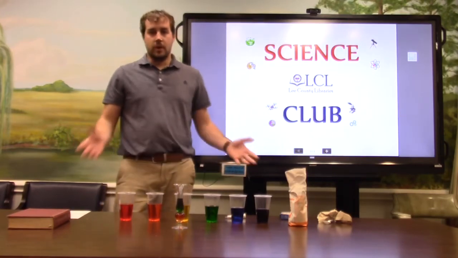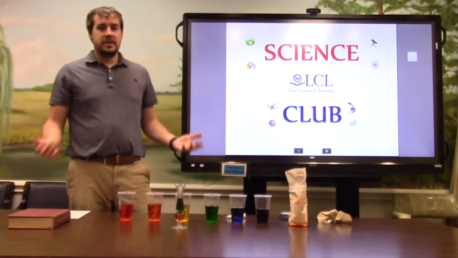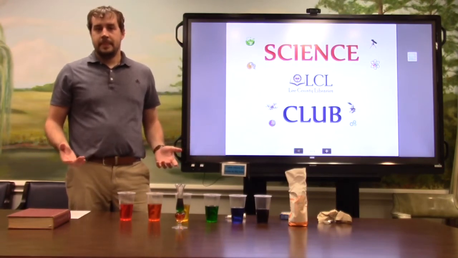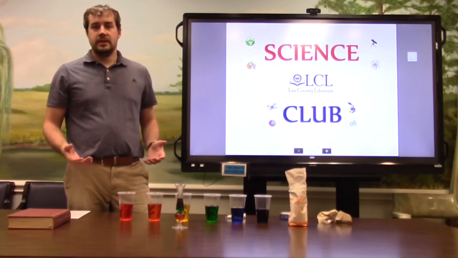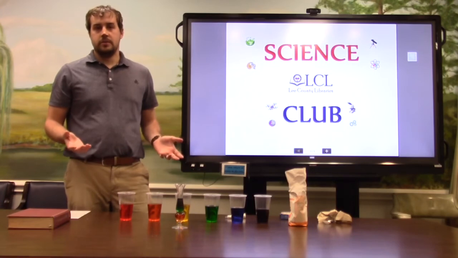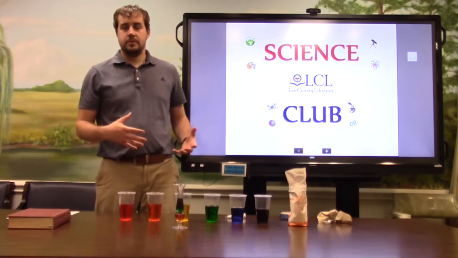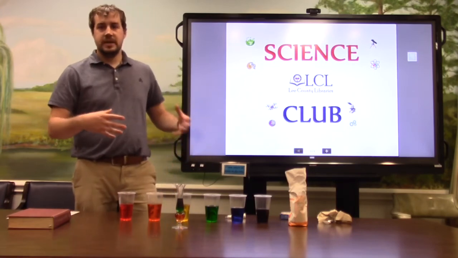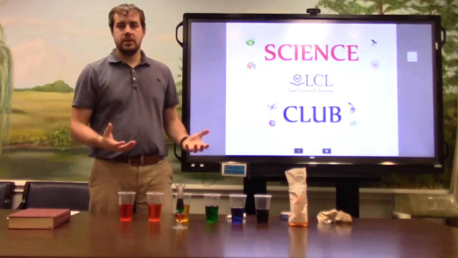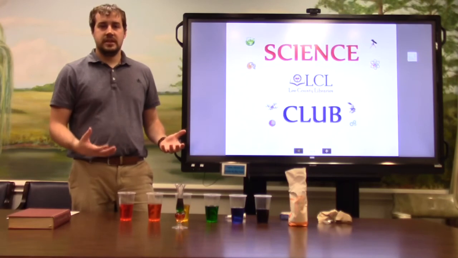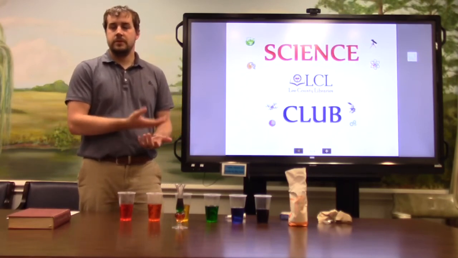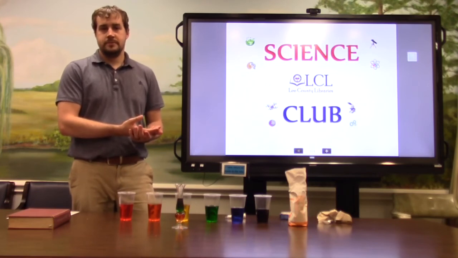Now, why is that important? Why do we care about density? Well, in a simple way, density is what lets boats float on the water. Because in a ship, there's so much air space inside that the overall structure has less density than the water it's sitting on top of. And therefore, it floats on top of the water.